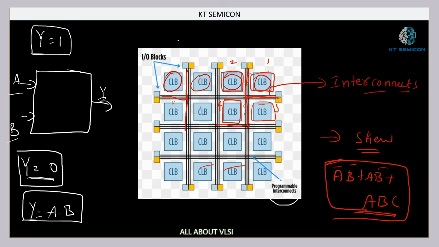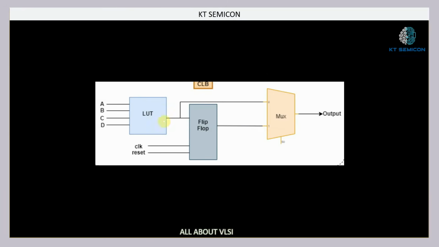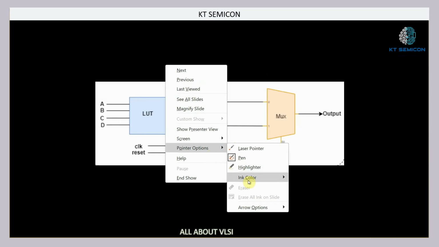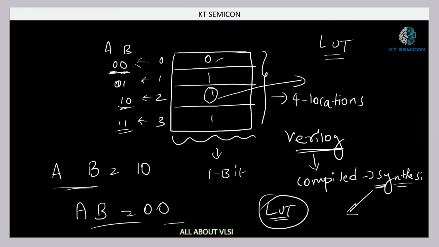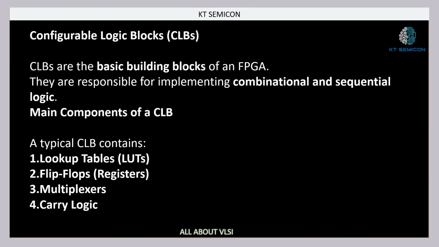These LUTs don't have any clock. If we want to make a sequential circuit, we are going to include our flip-flop also. If we want to implement any sequential circuit, this will come into the picture, and this multiplexer is going to select whatever output we want, from the LUT or the flip-flop. So this is what our CLB contains inside it, and it is going to implement whatever Boolean function, be it a combinational or a sequential circuit. This is how you configure your CLBs.